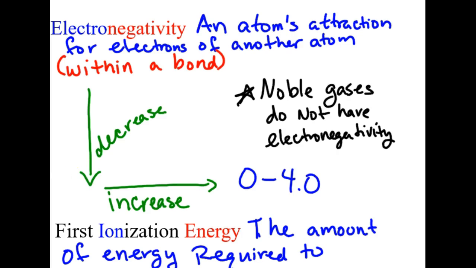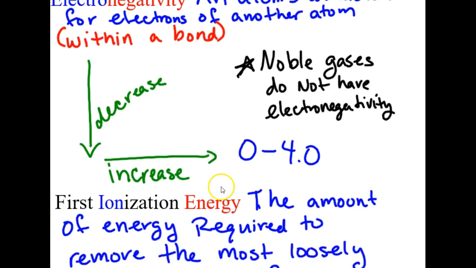As the radius increases, the electronegativity is going to decrease as you go down a group, and as the radius decreases as you go left to right across a period, the electronegativity is going to increase, with the exception of noble gases, which do not have any electronegativity. Remember, electronegativity is a little weird. It does not have a unit, but instead is on a 0 to 4 scale.